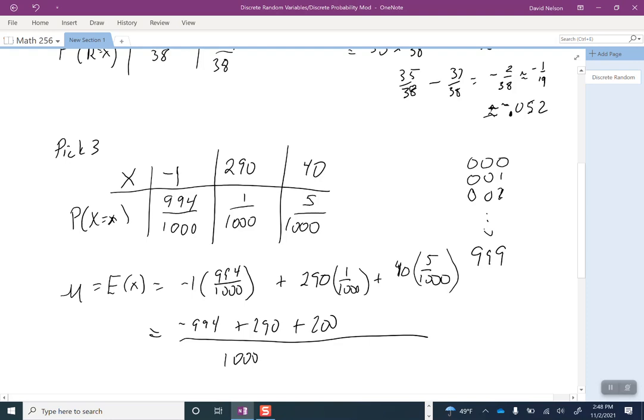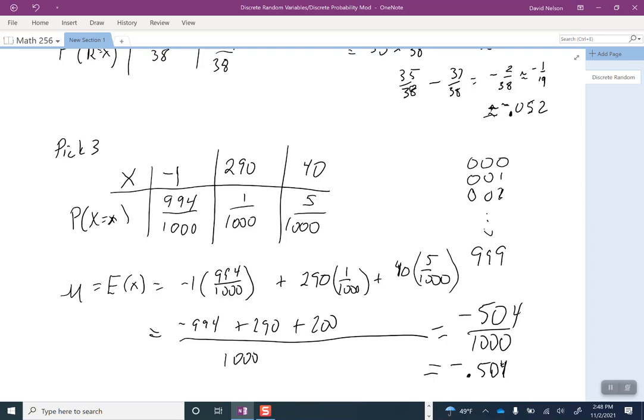So 490 would be the positive ones, and 994 minus 490. So I'm looking at a negative 504 out of 1,000, which as a decimal would be 0.504. So on average, in the long run, if you played this a lot of times, the average return would be 50 cents. Well, you'd lose 50 cents every time you'd bet $1.